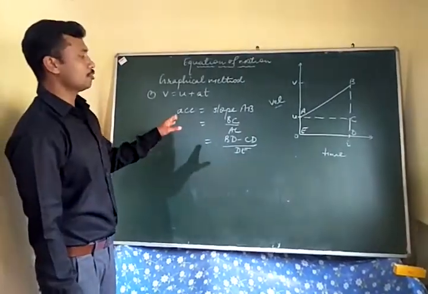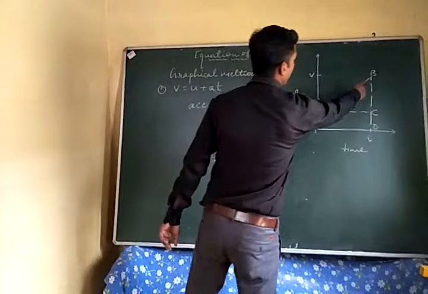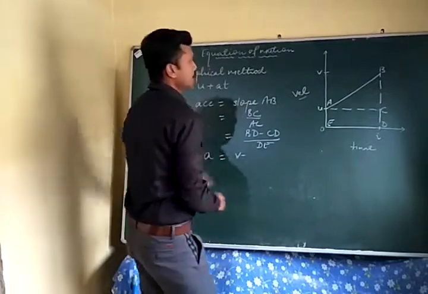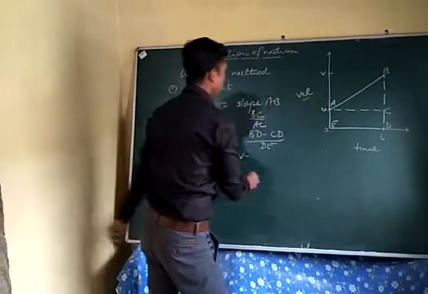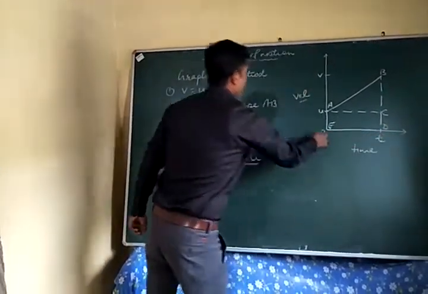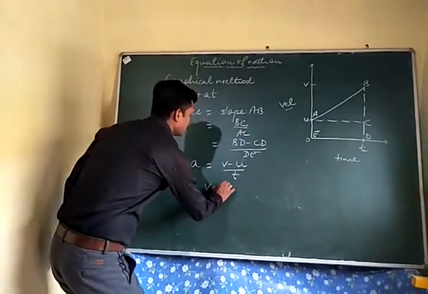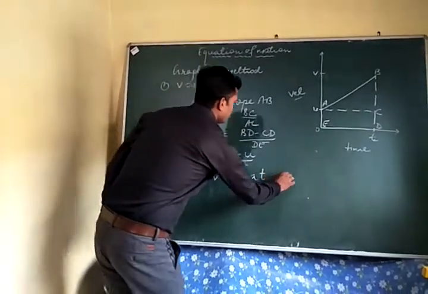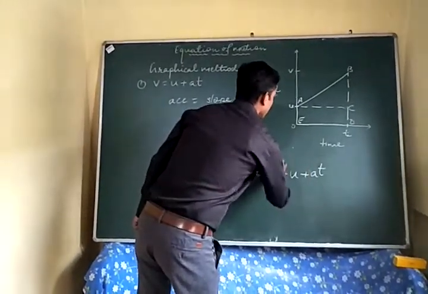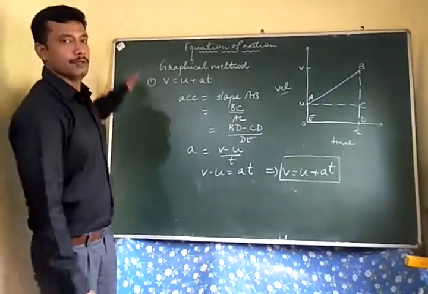Now let us put all the values. Acceleration can be a, BD value can be taken as v minus 0, which is equal to v. CD is equal to u minus 0, which is equal to u, and DE you can see is t minus 0, which is equal to t. Further we can write v minus u is equal to at, which implies that v = u + at. This is the first derivation. We have derived the first equation of motion.